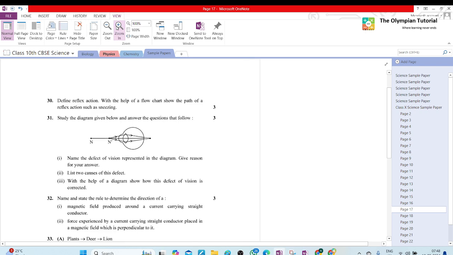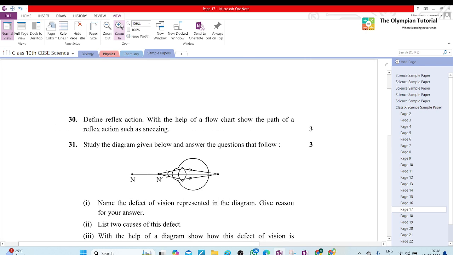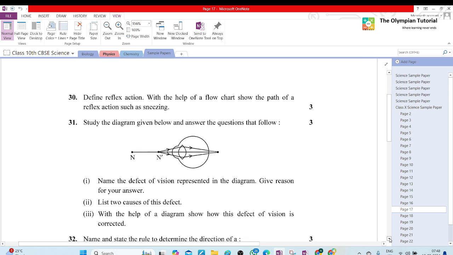Define reflex action with the help of a flow chart. Show the path of reflex action such as sneezing. Firstly, define reflex action: a sudden or involuntary action controlled by the spinal cord in a situation of emergency. So reflex action is a sudden, spontaneous or immediate action in response to an environmental stimulus.